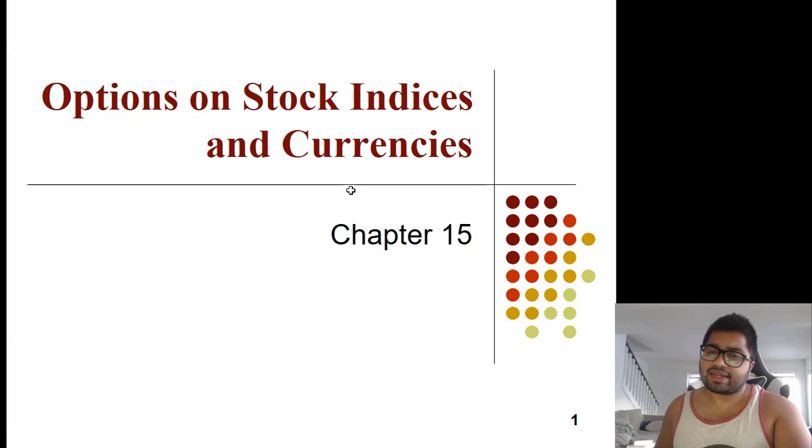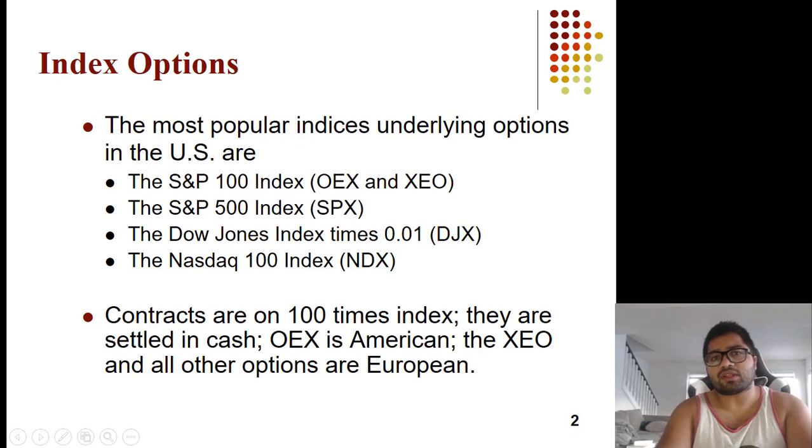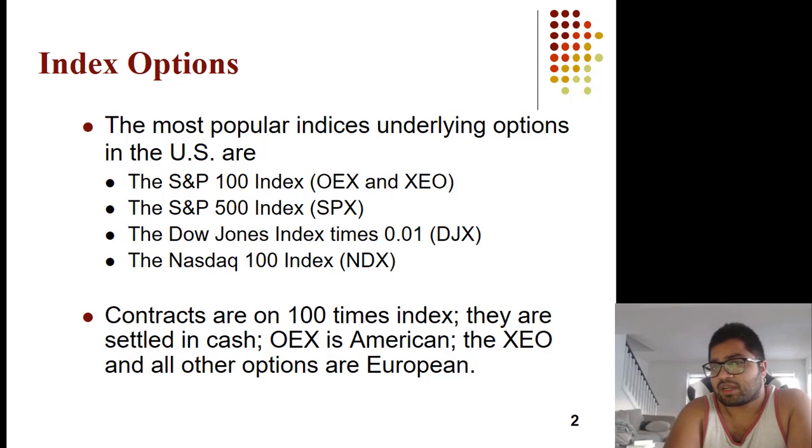Okay, so let's go back to the slides and cover the chapter. The most popular indexes underlying the options in the US are the S&P 100, OEX or XEO. These are the codes on the Chicago exchange where options are traded. In Canada, they are traded on Montreal. The S&P 500, SPX, is also famous, and most of the time the S&P 500 is used. The Dow Jones Index is DJX, and Nasdaq is NDX. These are the famous indices on which options are traded.